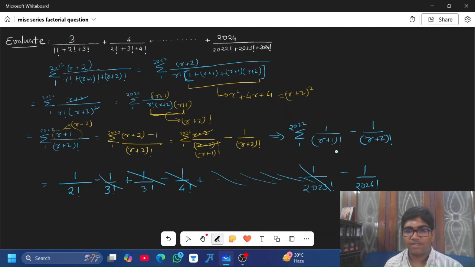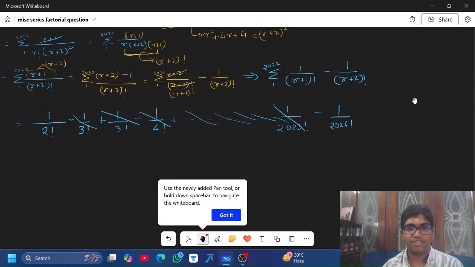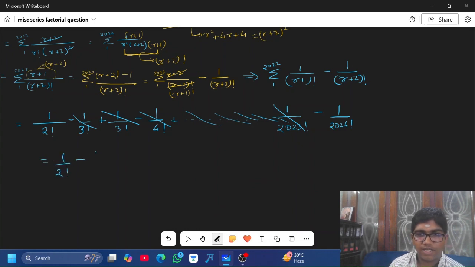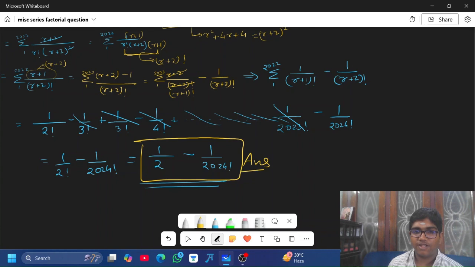Okay, that is obvious. Now this will be 1 by 2 factorial minus 1 by 2024 factorial. Again, you can simplify if you want, 1 by 2 minus 1 by 2024 factorial. This is our final answer.